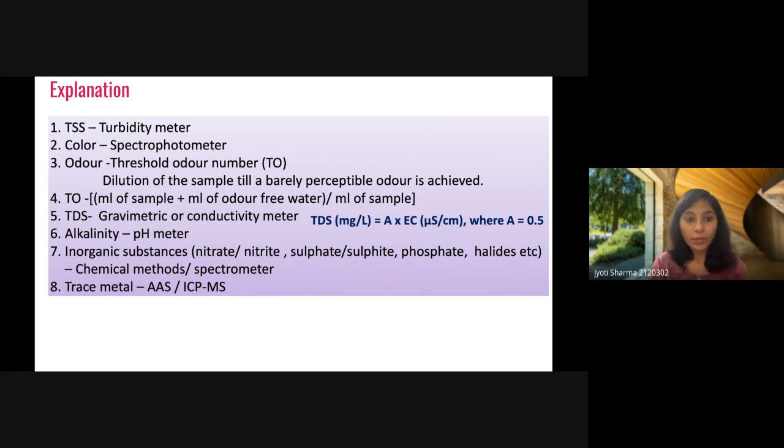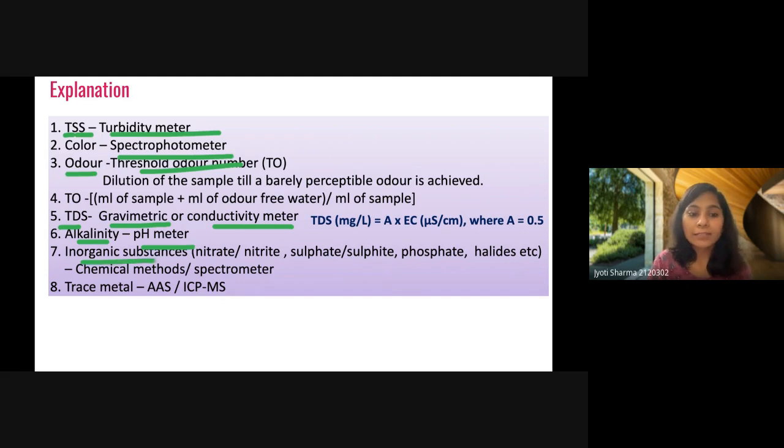Okay, so if you want to measure total suspended solid, then you will use the turbidity meter. If it is the color, then you will use the spectrophotometer. If it is the odor, then this will be the threshold odor meter. For TDS, total dissolved solid, this is the gravimetric or conductivity meter. Okay, that's why that C answer is not the right one. And for alkalinity, we will use the pH meter.